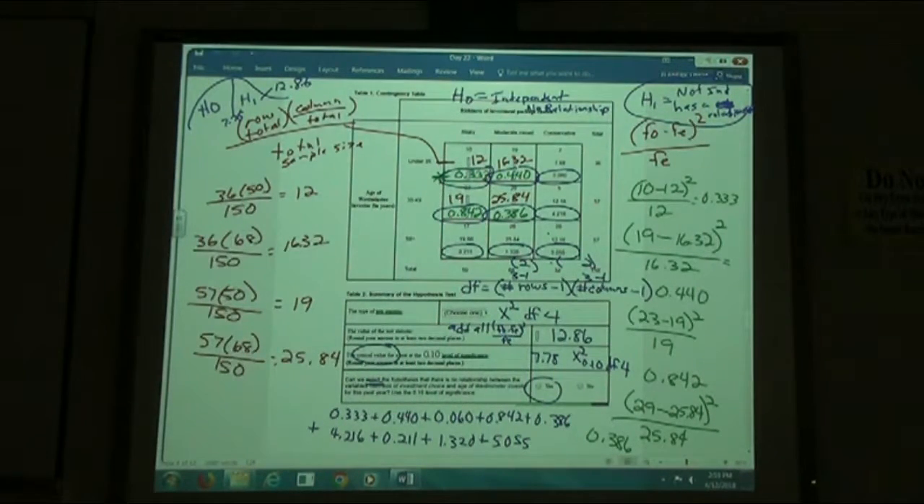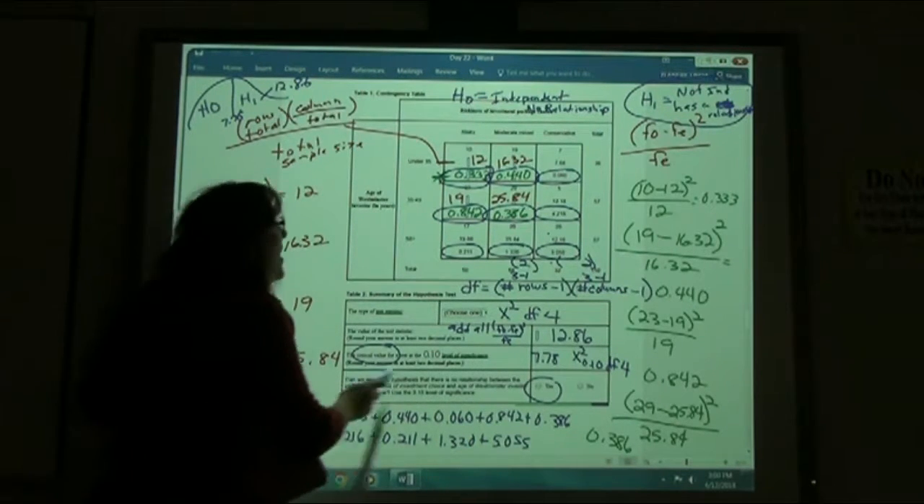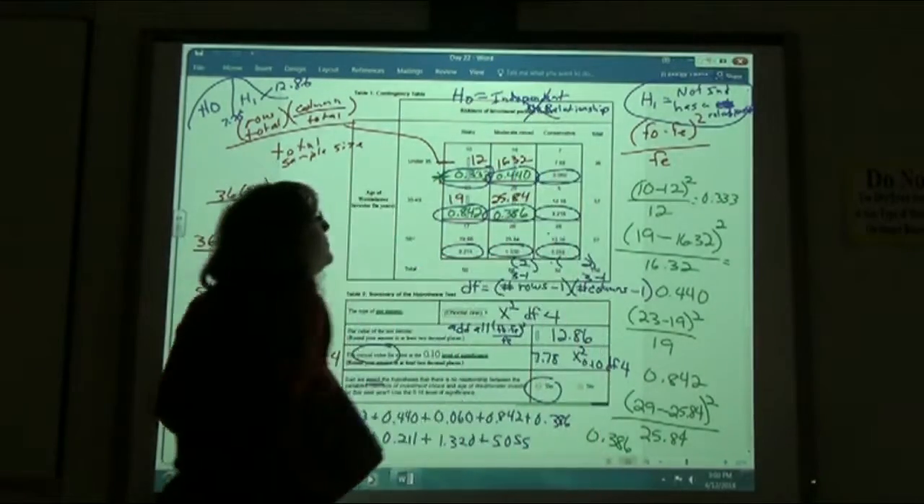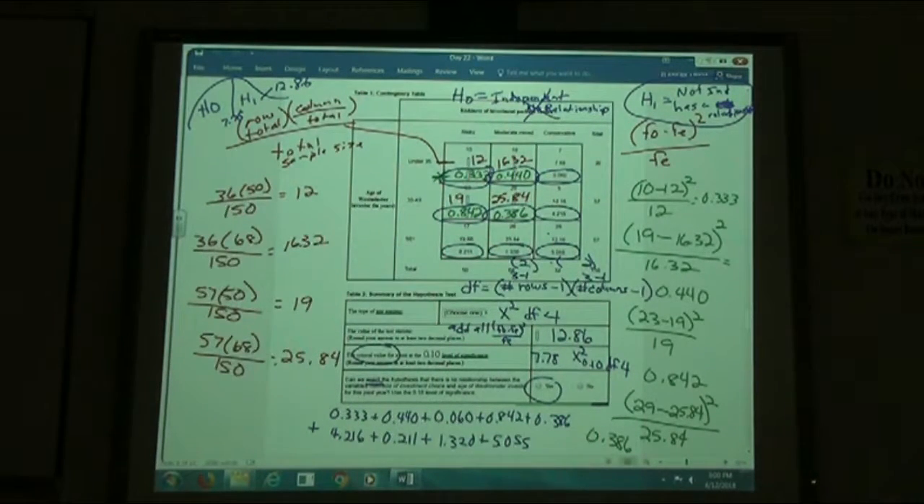So if we're going to reject that it has no relationship, then we're going to accept that it does have a relationship. I hate the one when they use the reject and not the accept the claim. I'm going to reject this one. Can we reject that one? Yes, we can.